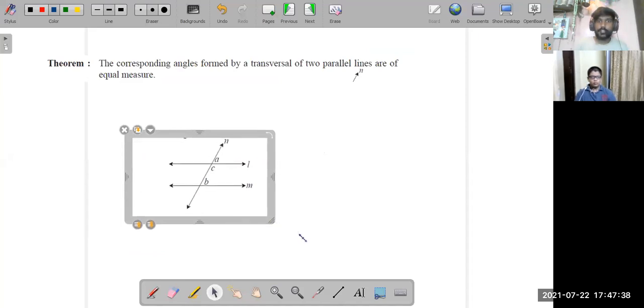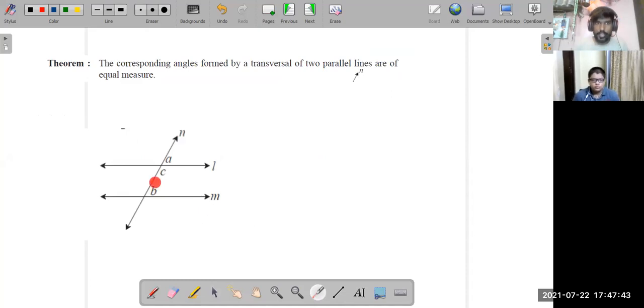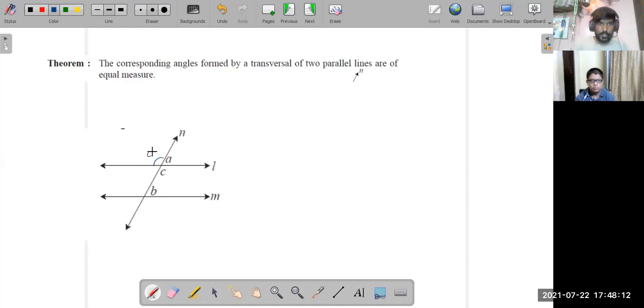The corresponding angles formed by a transversal of two parallel lines. The starting is the same. If a transversal is intersecting two parallel lines, then the corresponding angles are of equal measures. All the pairs of corresponding angles are of equal measure. So in this, I'll name this also D, E, F, G, and H.